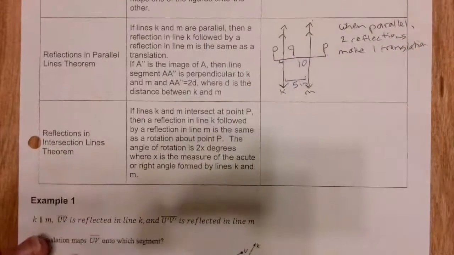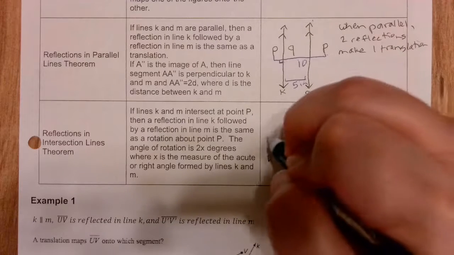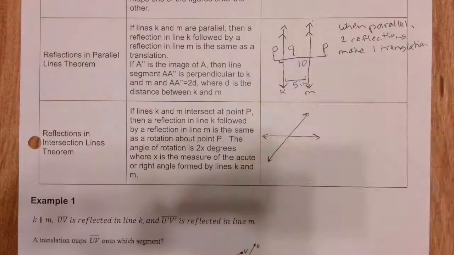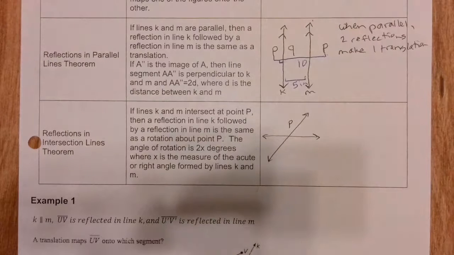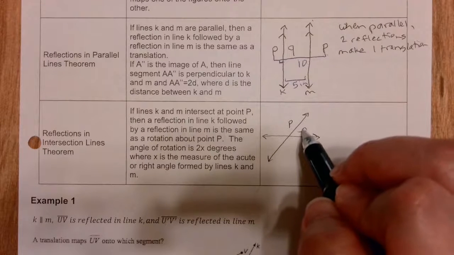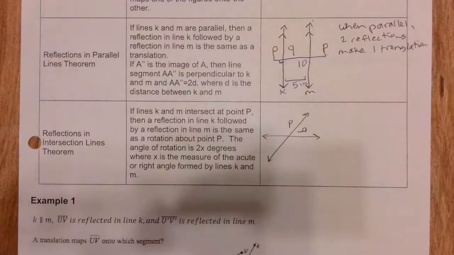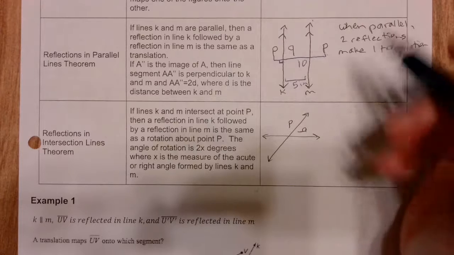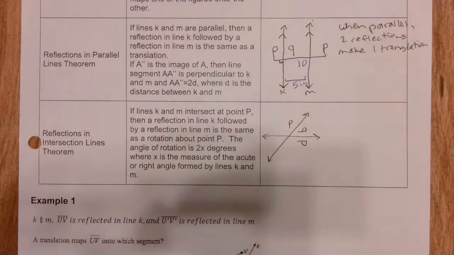Now, the reflections in intersecting lines is a very similar idea, except now they're no longer parallel. You have two lines maybe like this that cross. And we're going to take that P, and we're going to reflect it across this first line. It'll look like this, roughly. Then we're going to take the P and we're going to reflect it again. It'll look about like that.